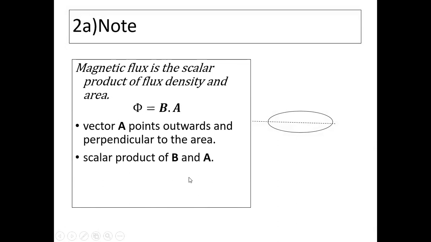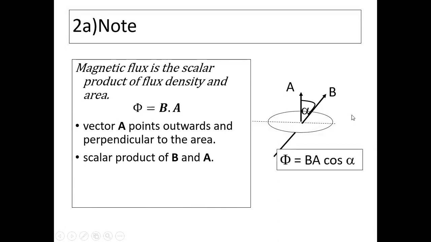A points outwards. That's your A, that's your B, and the angle between the two vectors is alpha. So it's BA cos alpha. Wherever you see a cos like that, the angle between them is alpha. Alpha is always the angle between the vectors.